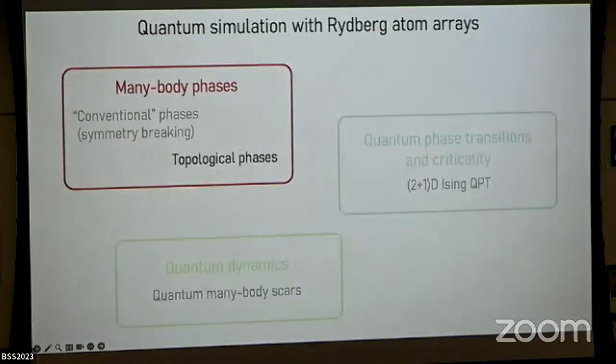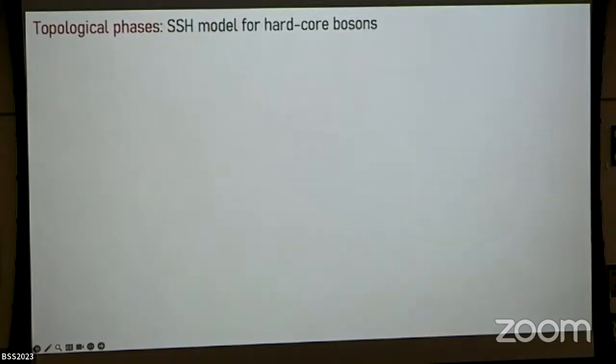Okay, so now we switch to topological phases. This is the part that I'm going to talk more about. I think also, given the topics of these days and the interest that I saw in the audience, maybe it would be the most interesting for you guys. So the first one that I want to mention, this is going to be just one slide, but the first work that tried to tackle topological phases using Rydberg atoms explored this SSH model.